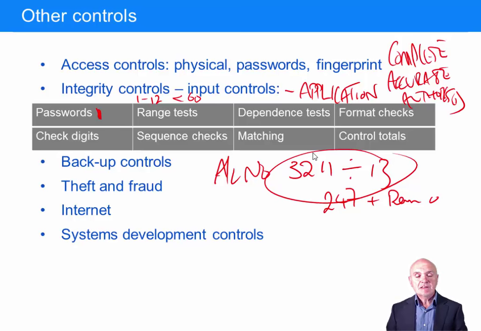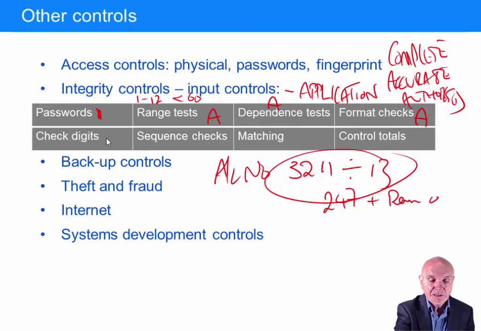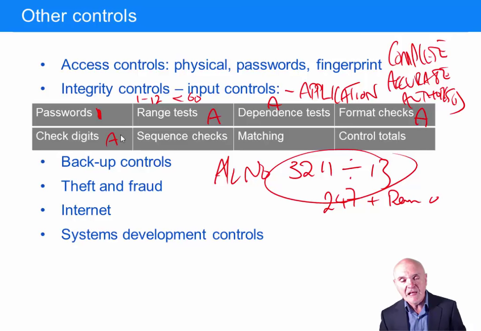Sequence tests. Sequence tests is really the first one which is going to help us with completeness. Range test is really looking at accuracy. Format is accuracy. Check digit is accuracy. None of them will really detect if you've left out a record, left out a transaction. But a sequence check will.